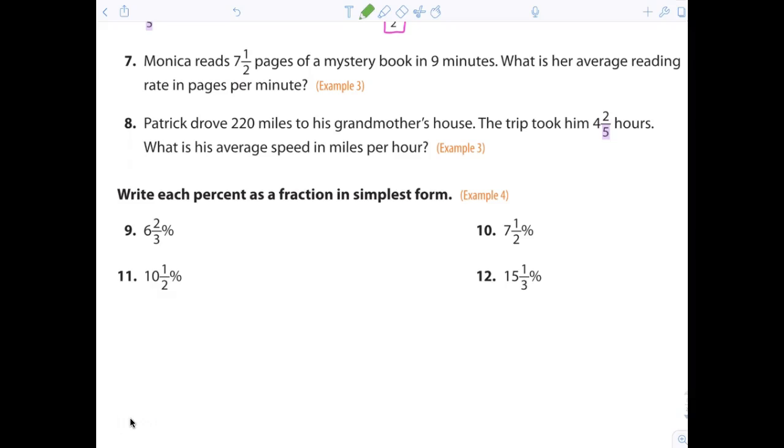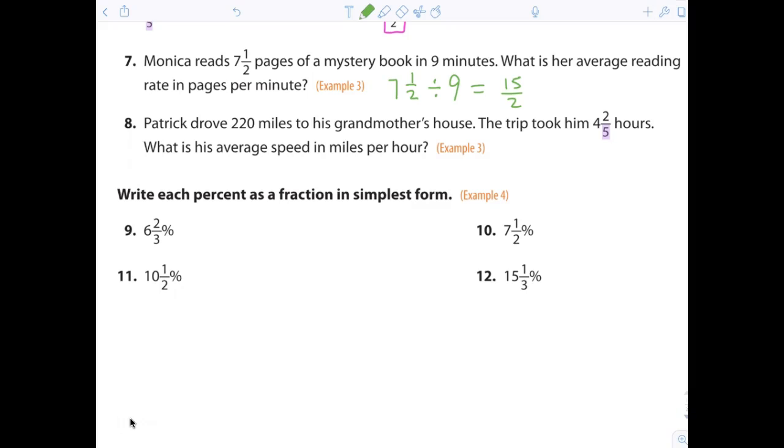On number 7, I want everybody to write down 7 1/2. Notice I didn't write it as a fraction this time because it's just easier to write 7 1/2 divided by 9. Is everybody good with that? Now, is there a problem with 7 1/2? Yes, because you're not allowed to have mixed numbers, so you got to change it to improper. 7 1/2, Bradley, is the same as what? Yes, 15 over 2.